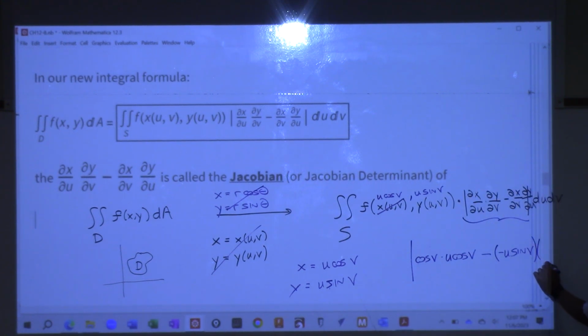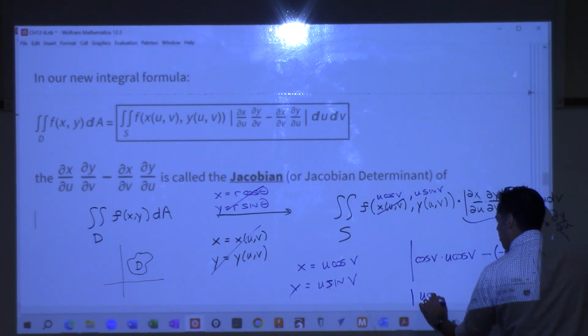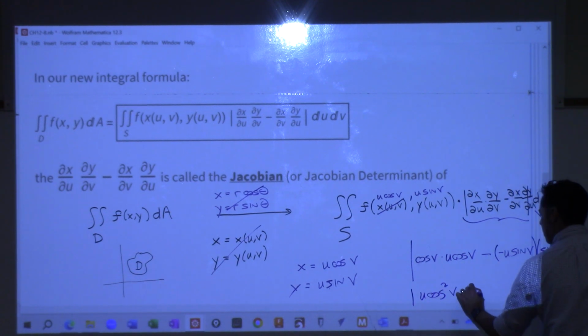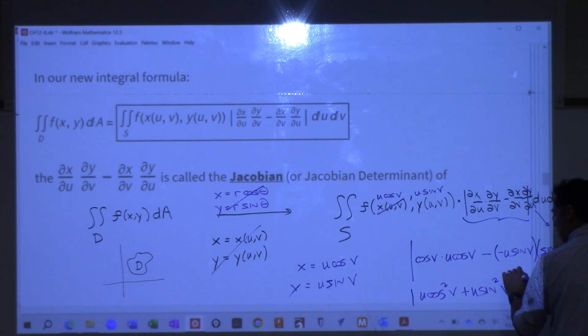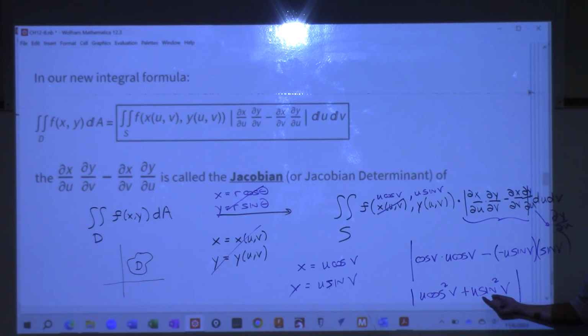And then the partial of y with respect to u. What is it? Sine v. That right there is the partial of y with respect to u. And so what you wind up getting is u cosine squared v minus minus, which is plus, u sine squared v. Magnitude. Then you can pull a u out of both of these, and you'll have sine squared plus cosine squared, which is 1. So you wind up getting the magnitude of u, which is just u.